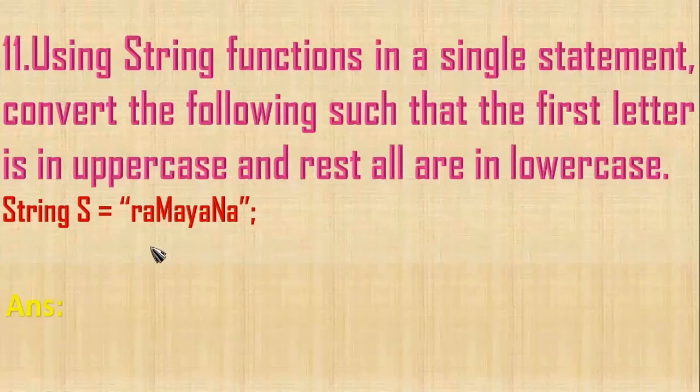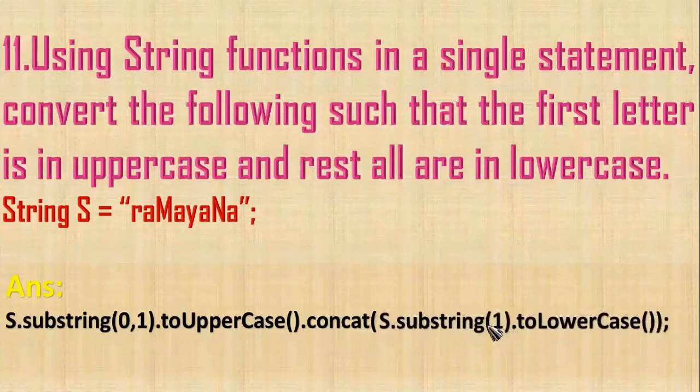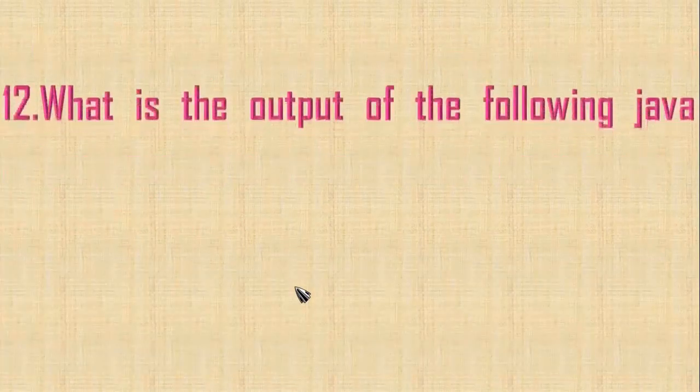Dot to uppercase we can give. And then we have to combine that one and all the other lower cases. So we will give dot concat. Now we can give s dot substring of 1. So from starting 1, the rest all will be taken, dot to lower case. We terminate. So we will go to the next question.